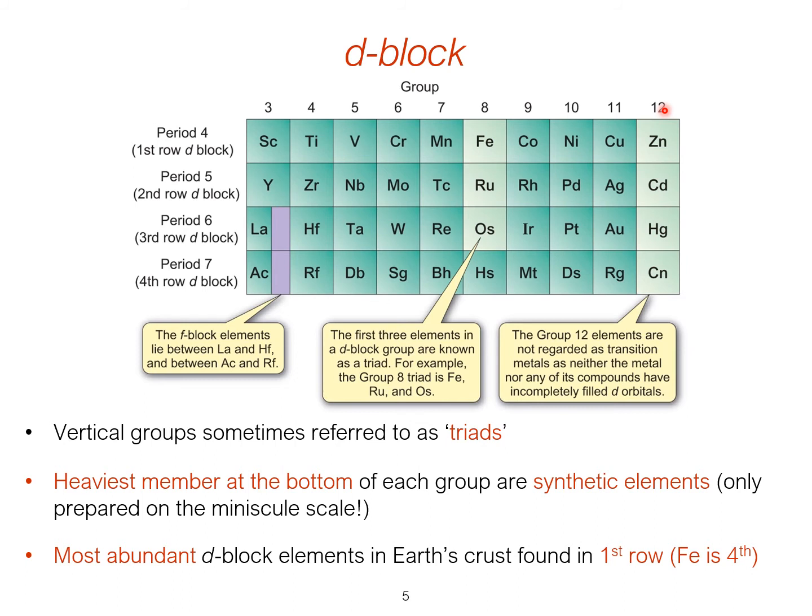Of the D block elements that are mainly found in the Earth's crust, or the most abundant ones, they're in the 1st row. So iron is the most abundant one in the Earth's crust, but you can find a lot of titanium and a lot of these in the Earth's crust, but not so many as we go down.